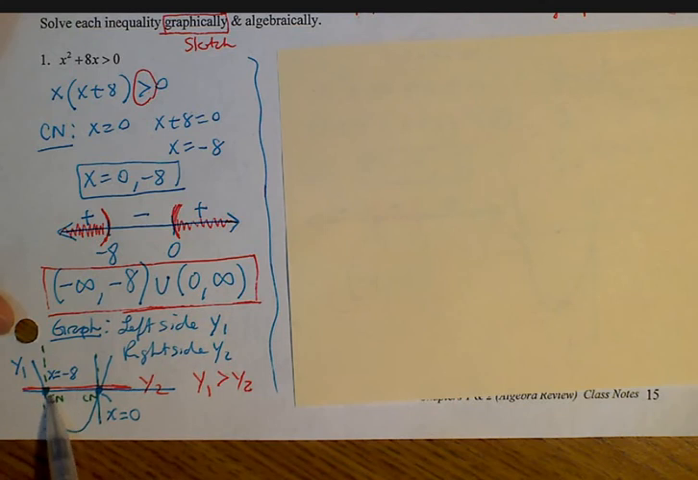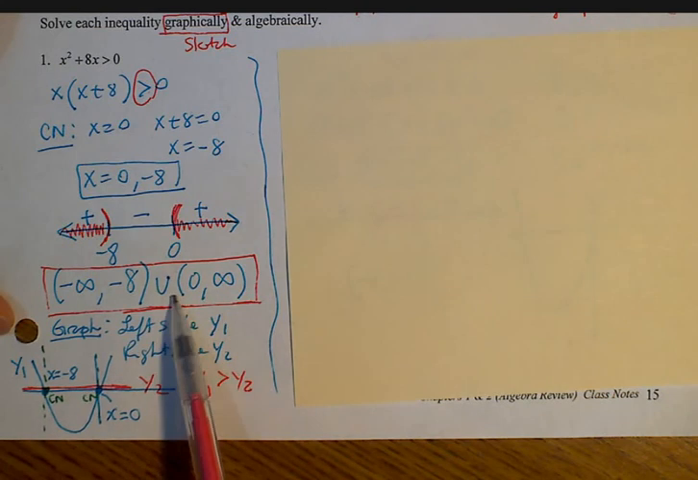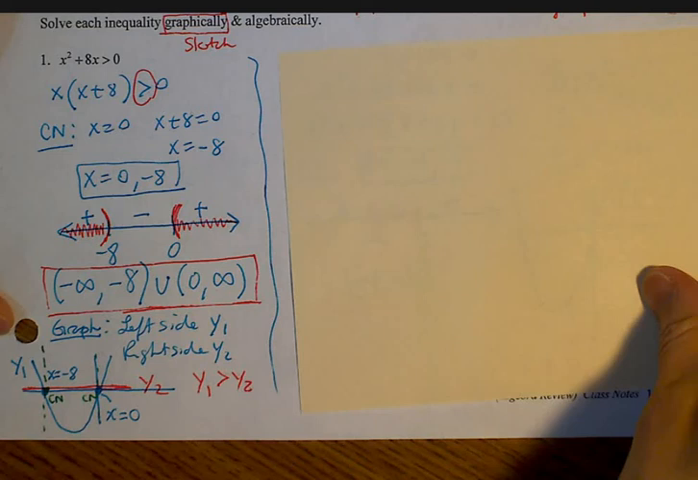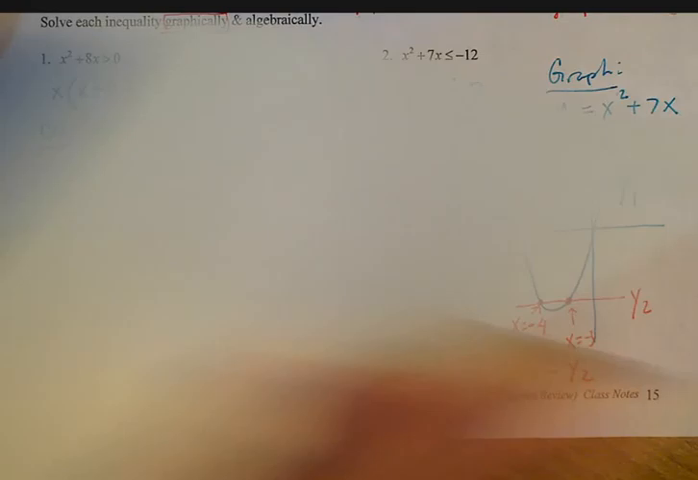So between -8 and 0 is false, and then from 0 out to infinity is also true. So that's just justifying the answer that I found algebraically. This is just a graphical representation of the answer that I have up here. Okay, let's look at the second example.